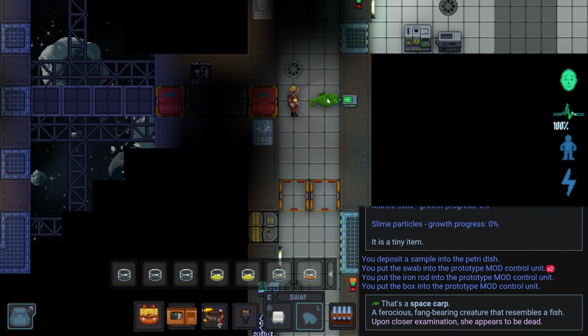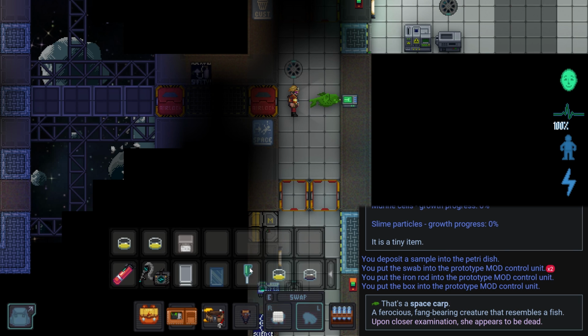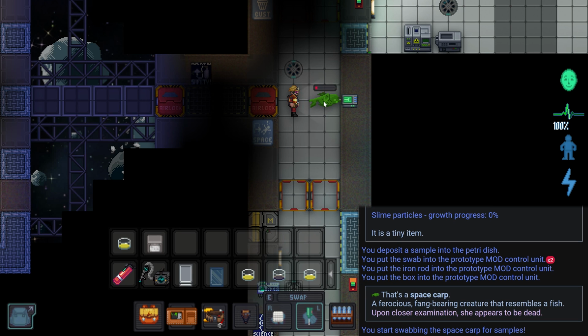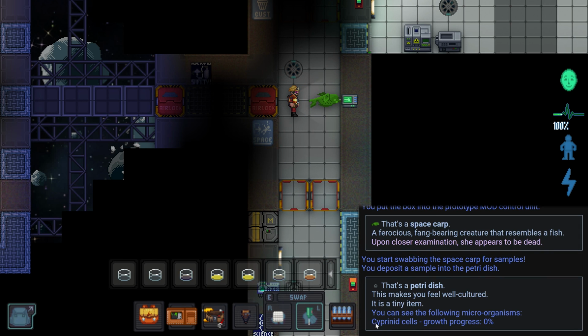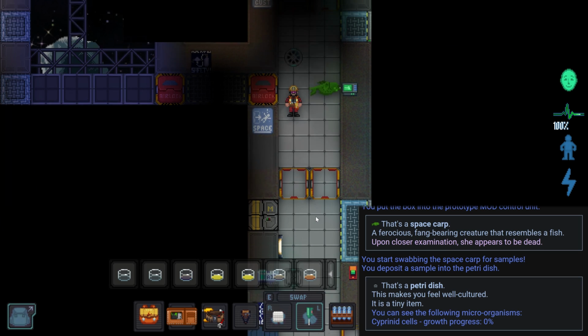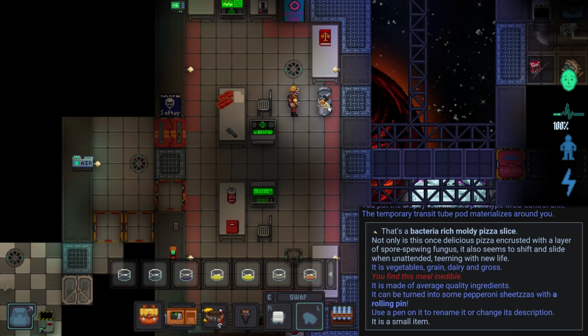Here we have a space carp corpse, and we can take its biopsy using the biopsy tool, and then dump the cells into an empty petri dish. That will give us the copernite cells, which will let us grow space carps.